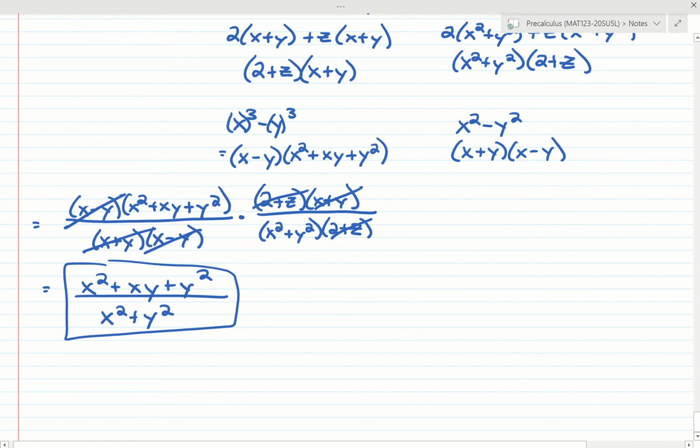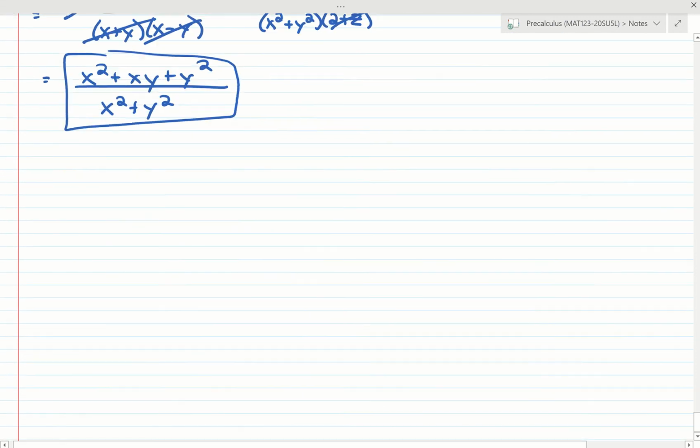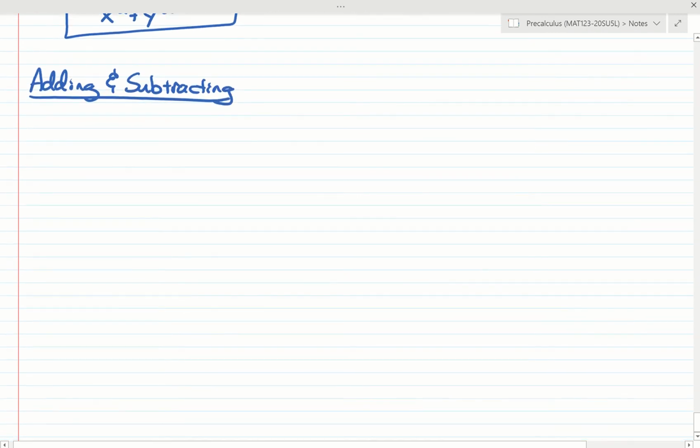To finish this section, let's talk about how to add and subtract rational expressions. So let's start off with an easy problem. Let's just say we had 1/2 plus 1/3. We learned in middle school that we need a common denominator. So to combine these fractions, we look to see what would be your least common denominator. And most people would say 6.